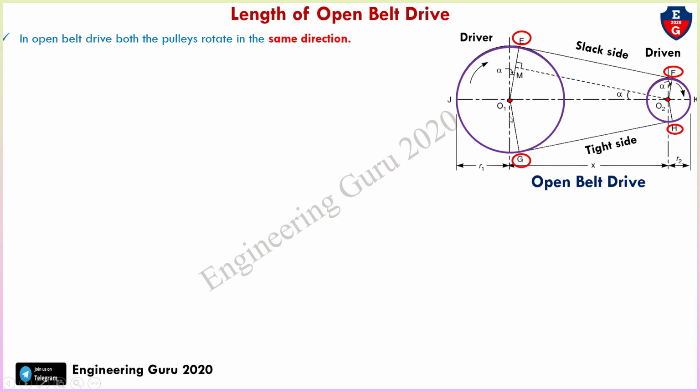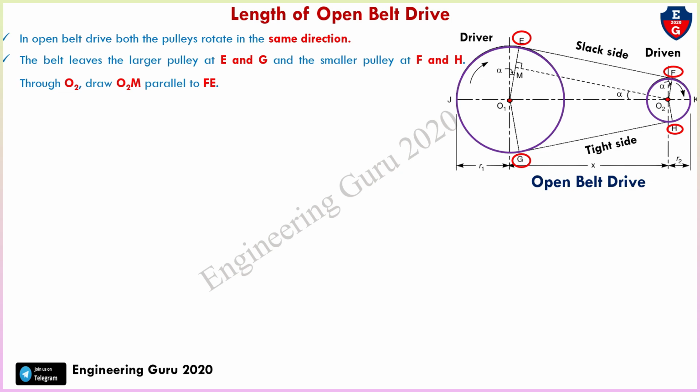This is the driver pulley and this is the driven pulley. The larger pulley is called the driver pulley. The smaller pulley is called the driven pulley. We can see this R1 and this R2, the radii of the larger and smaller pulley. X equals the distance between the centers of the two pulleys, that is O1 and O2, and L is the total length of the belt. The belt leaves the larger pulley at E and G and the smaller pulley at F and H.